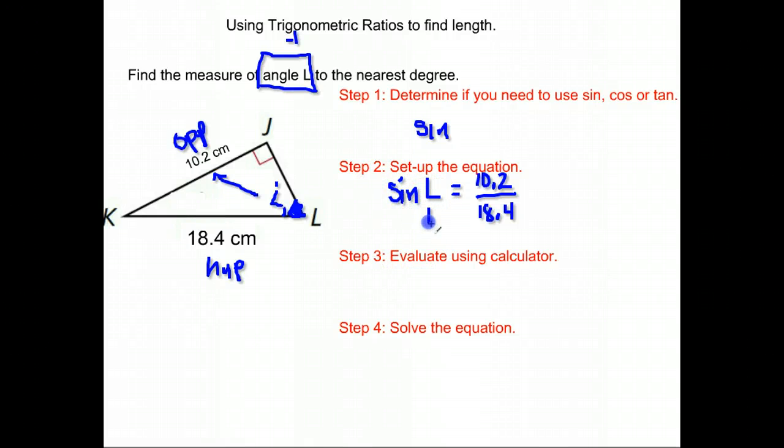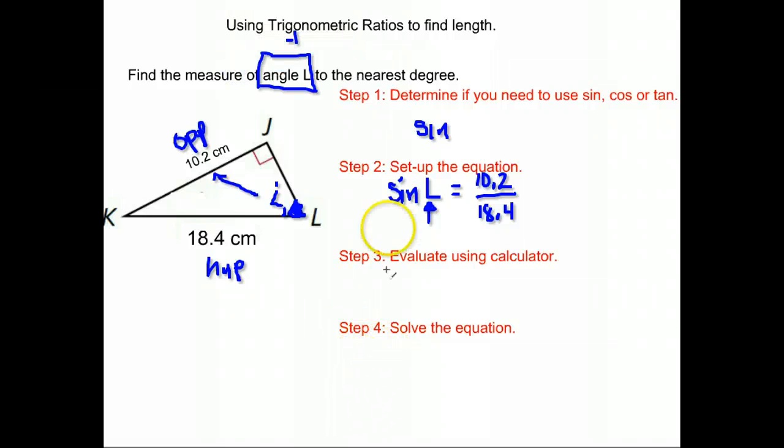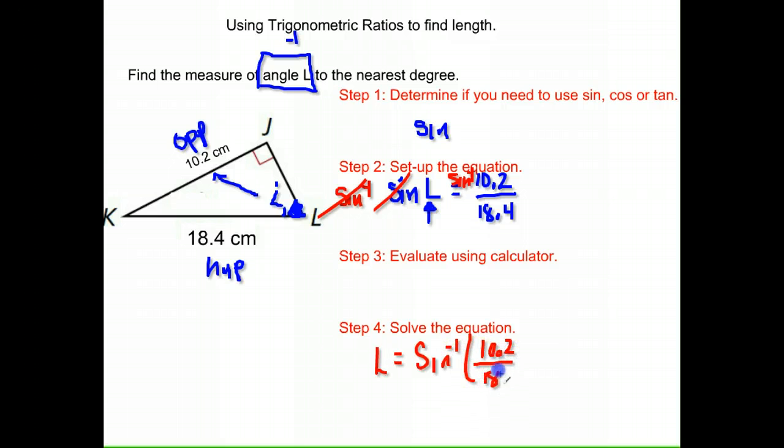So again, anytime you're looking for an angle, you need to use inverses. The reason for that is this over here is just a number, okay, the 10.2 or 18.4. I need to get rid of sine here so that I can just have L. The opposite of sine is inverse sine. So this is kind of what it looks like. We just take the inverse sine of both sides. That cancels our sine here and leaves us with just L. Whatever we do on one side, we have to do to the other. So L is going to be equal to the inverse sine of 10.2 over 18.4.